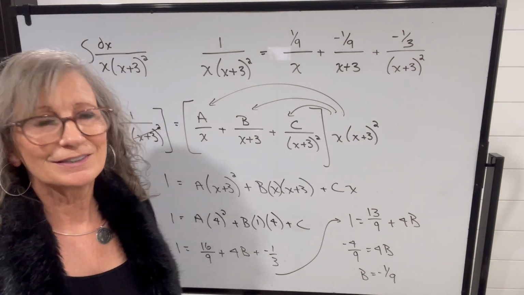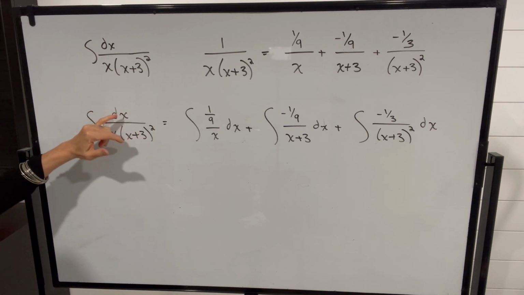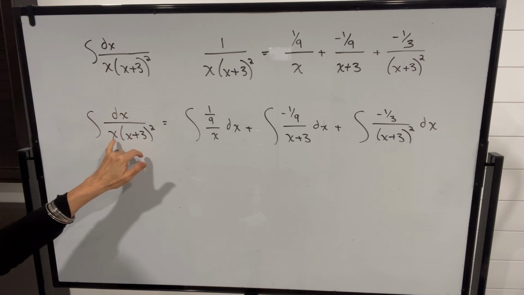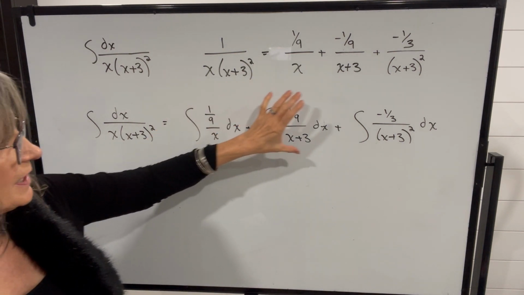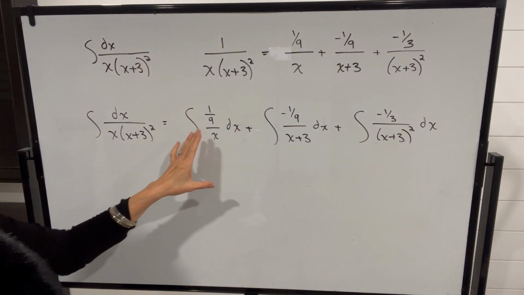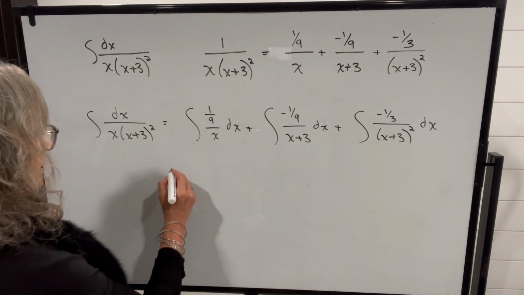Now I can integrate. Okay, I now have this integral, which is the integral of a rational function with repeated linear factors, broken down into the sum of three simpler fractions. And my next step is to pull these coefficients out front to make it look a little simpler.